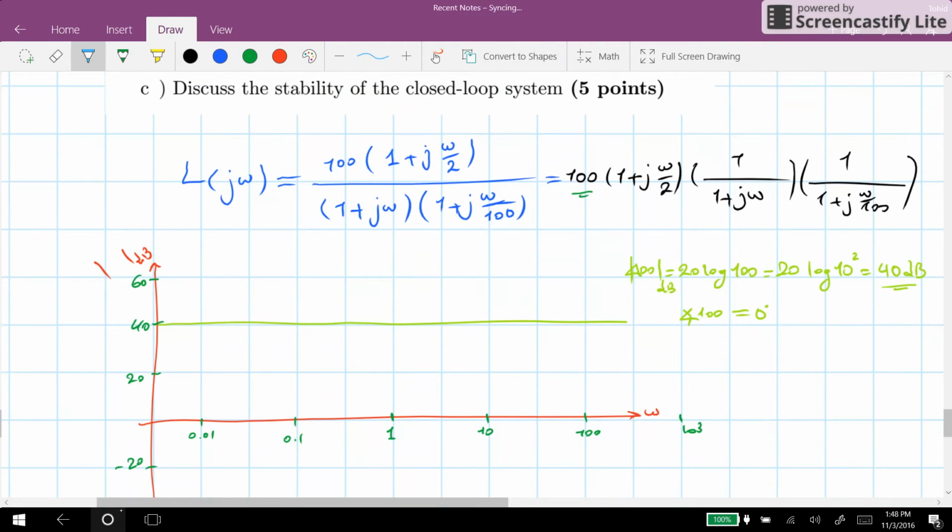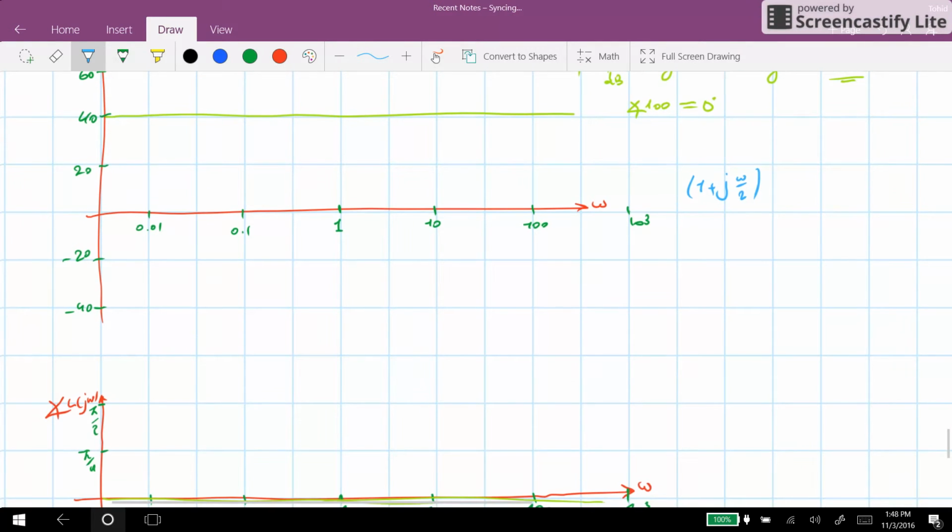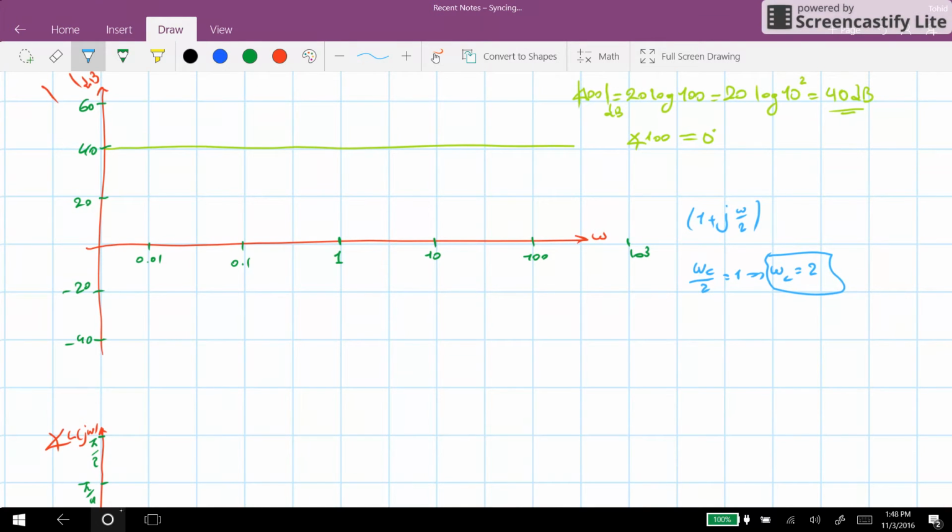Then for the next term, we have 1 + jω/2. To find the corner frequency, we can write ωc over 2 equal to 1, or ωc equal to 2 radian per second is the corner frequency. Since it's a zero, we will have 0 dB before that frequency, and afterwards we will have 20 decibel per decade increase. So this will be somehow the amplitude plot.